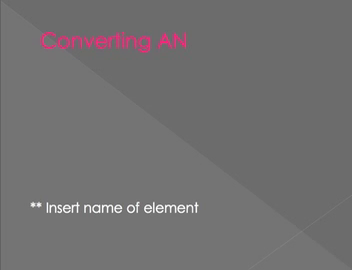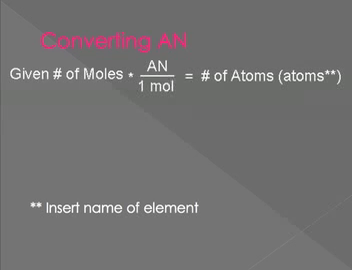It's a very, very long number. So the first equation says the given number of moles times the Avogadro's number over mole is equal to the number of atoms. And then you again have your unit: atoms, insert name of element.